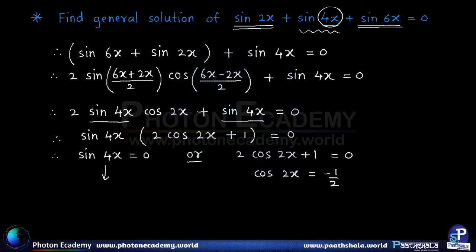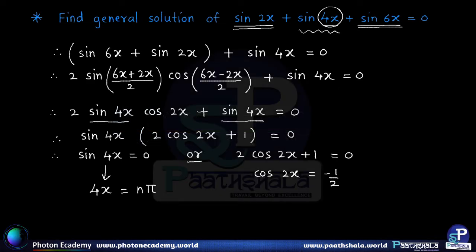Now if you consider the first equation, that is sin 4x is equal to 0, then we can write the general solution as 4x to be equal to n pi. So therefore x is equal to n pi by 4. This is the first possibility.